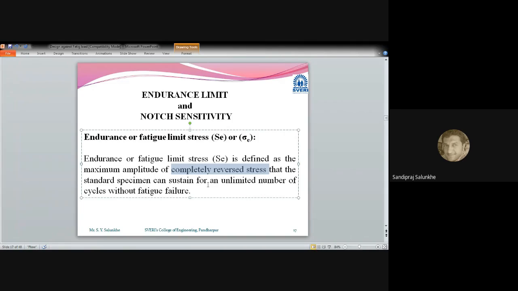Now, there may be a possibility that a component can sustain that reversed stress for one cycle only, when we apply tensile stress and then the same amount of compressive stress, and then it may fail. So can we call it an unlimited number of cycles? No, it is one cycle. The value of stress should be such that you can apply it an unlimited number of times. That means you apply compressive, tensile, compressive, tensile, again and again for an unlimited number of cycles.